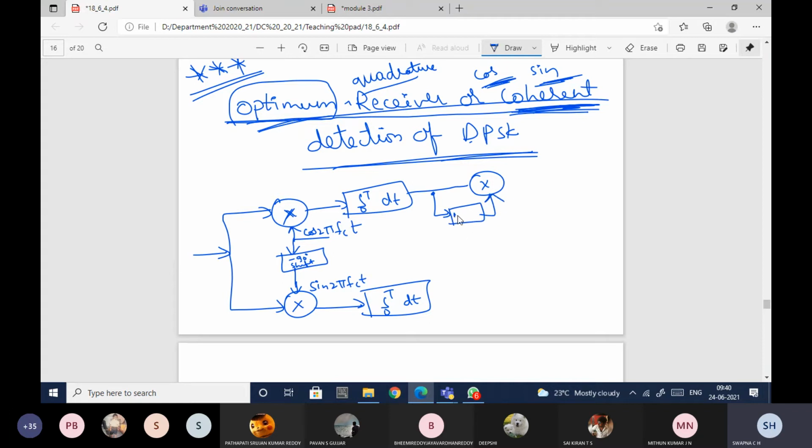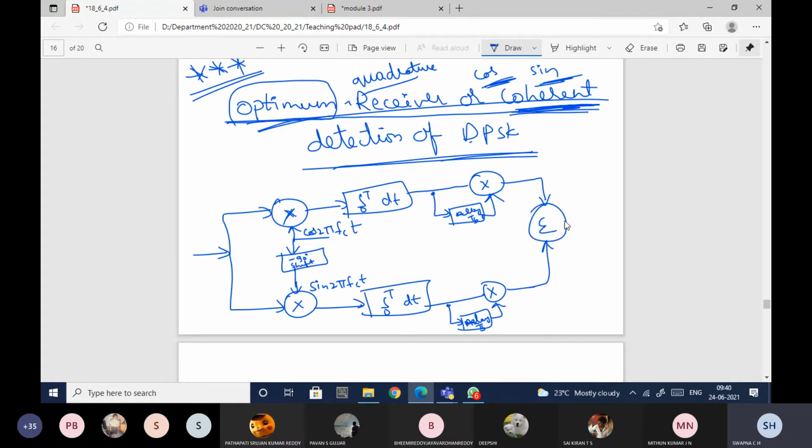It is given to the multiplier once again. Here also we give it to the multiplier. Sorry, the delayed version is given to the multiplier. Here it is delay TB. This is the optimal receiver, and give this to the adder.